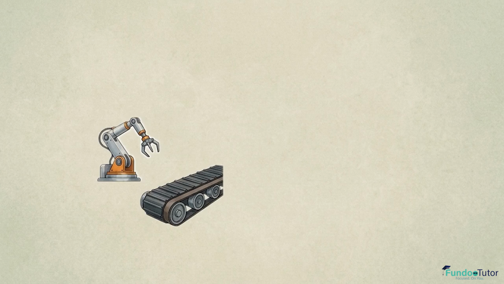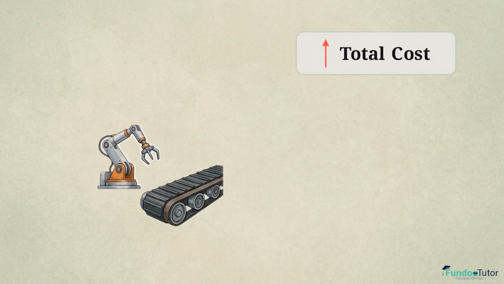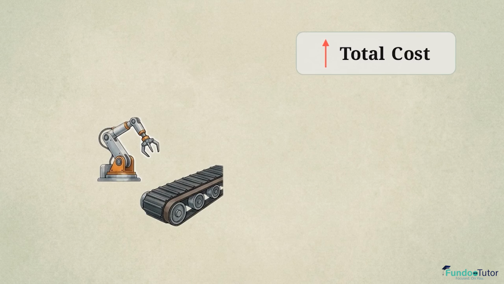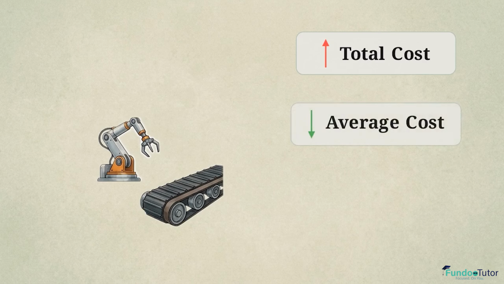When a firm uses the division of labor to mechanize production and buy new machines, the upfront spending increases their total costs. However, because the new process is so much faster, the firm produces significantly more units. This means the cost per unit, the average cost, actually falls.